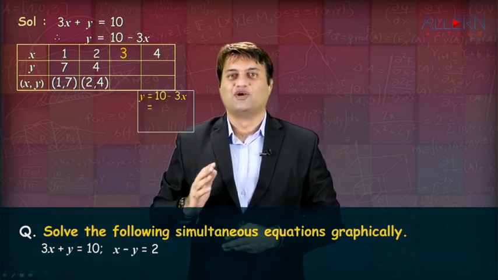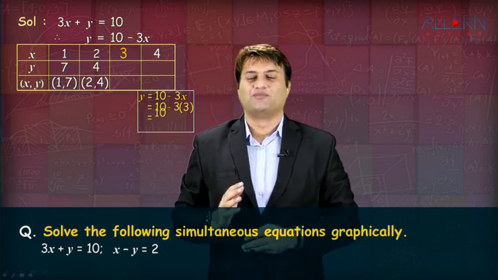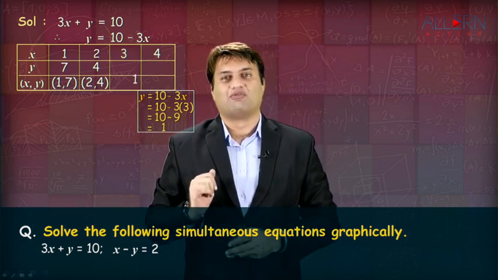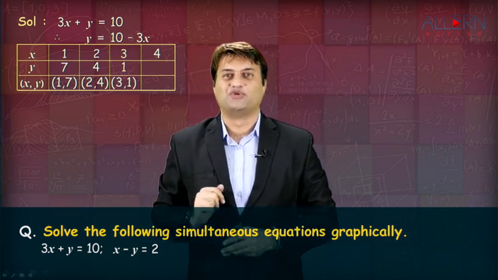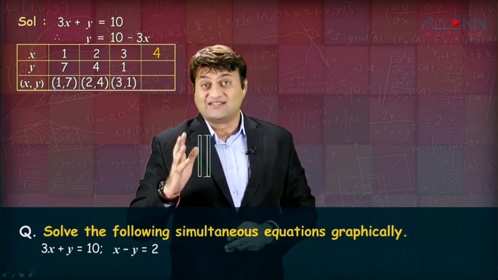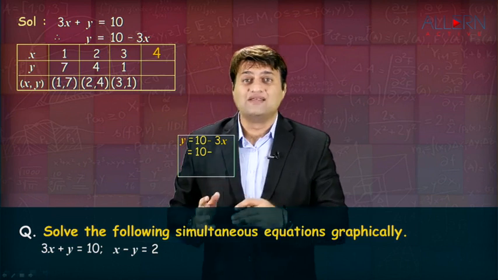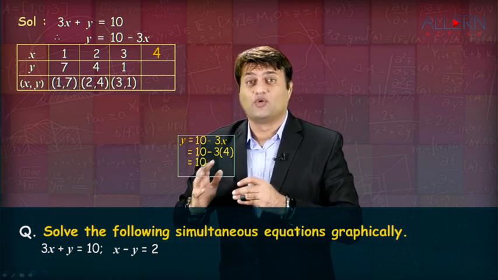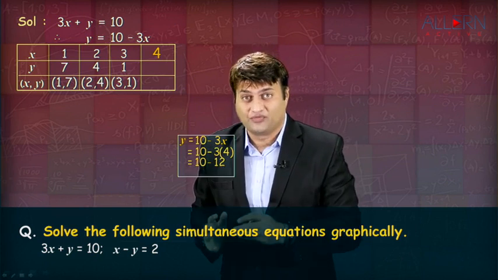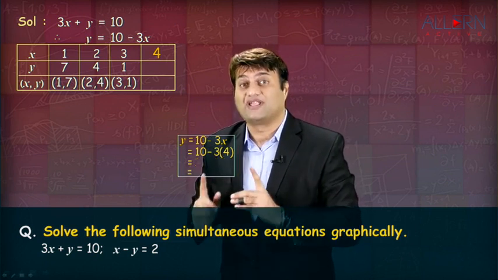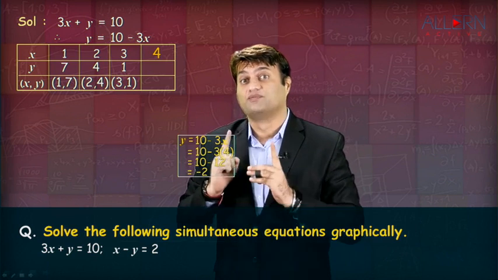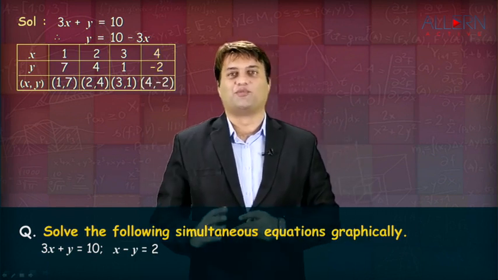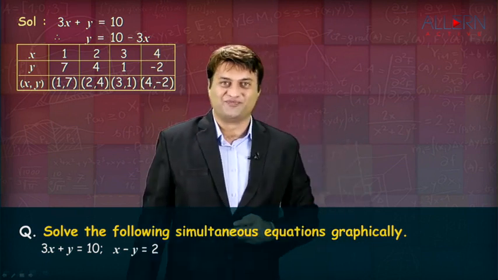When x is equal to 3, y is equal to 10 minus 3 into 3, y is equal to 10 minus 9, we get y is equal to 1 and the point is 3 comma 1. When x is equal to 4, y is equal to 10 minus 3 into 4, y is equal to 10 minus 12, and y is equal to 10 minus 12 is minus 2, right? So y is equal to minus 2 and we get a point 4 comma minus 2.